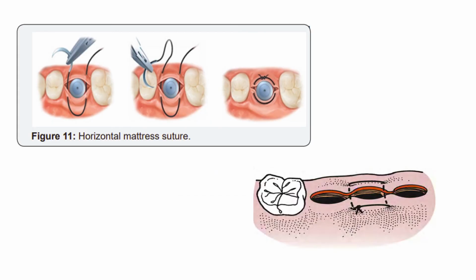Here you can use a horizontal mattress to suture both ends of the interdental papilla. See, you can use a horizontal mattress to suture both interdental papillae together.